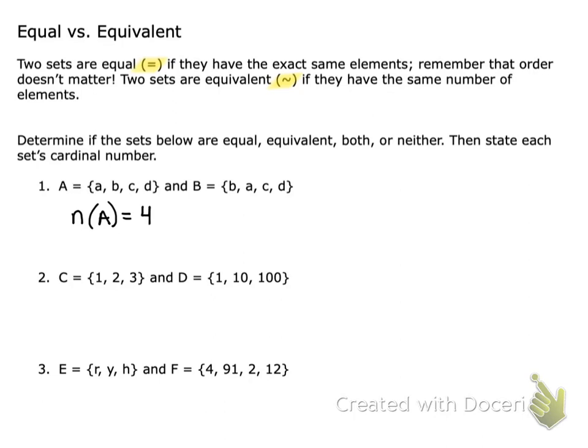4. And n of B, how many elements are in set B? 4. Okay, because their cardinal number is the same, this implies that set A is equivalent to set B because they have the same number of elements. Now let's look at those elements. Are these sets equal? Do they have the exact same elements? Yes. So A is also equal to B.